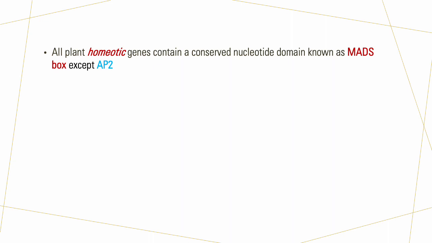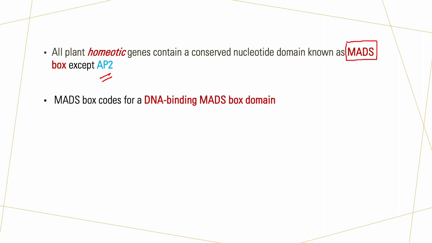The next important point is that all plant homeotic genes, like the ones we are discussing here, AP1, AP2, AP3, PI and AG, are all homeotic genes, right? All of them contain a conserved nucleotide sequence domain called the MADS box domain, except AP2, which does not contain it. Otherwise, all plant homeotic genes contain a special conserved DNA binding domain called the MADS box domain. So MADS box codes for what? It codes for a special DNA binding domain. This is a famous CSIR question also, right? Whatever has ever appeared as a question, I have highlighted with a different color, right?